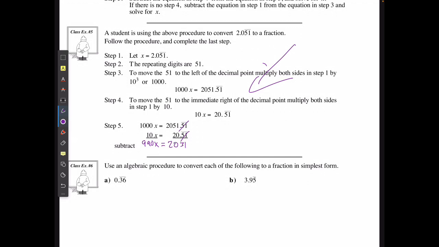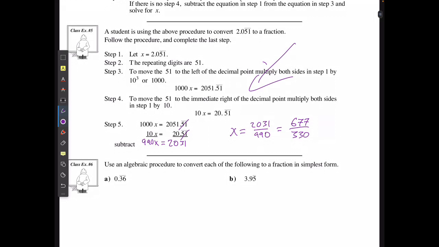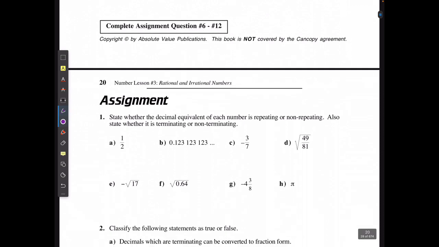2,031, which means that x would equal 2,031 over 990. And theoretically, from here I could double check and say, can I reduce this fraction? Well, the top number and the bottom number are both divisible by 3, so it's just going to be 677 over 330. Remembering that you don't have to do it this way, you can use your calculator. Go ahead and get some practice.